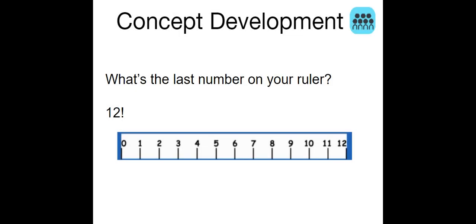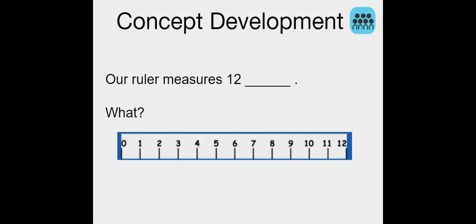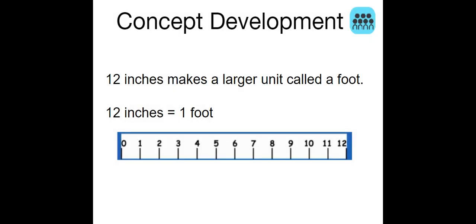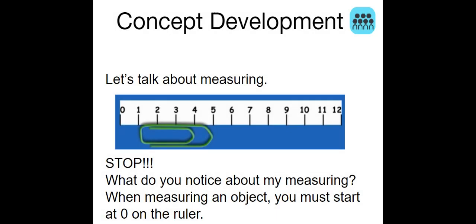What's the last number on our ruler? Well, we can see the last number, or the largest number, on the end here is 12. Our ruler measures 12 what? 12 inches, because we used our inch tiles. So 12 inches makes a larger unit called a foot. So there are 12 inches that are equal to 1 foot. So one ruler, 12 inches, equals 1 foot.